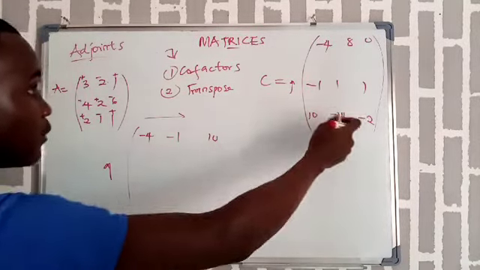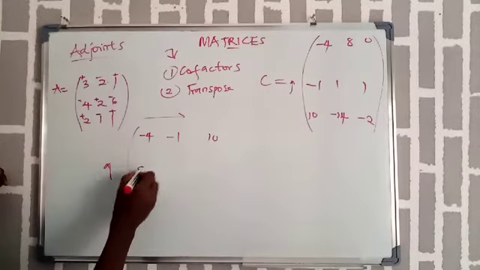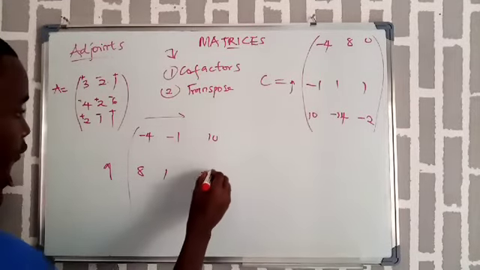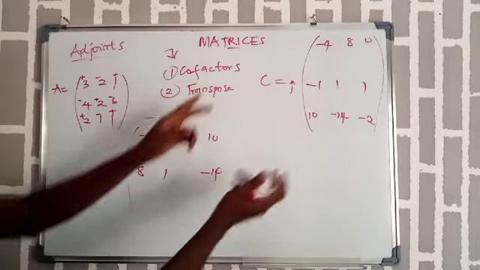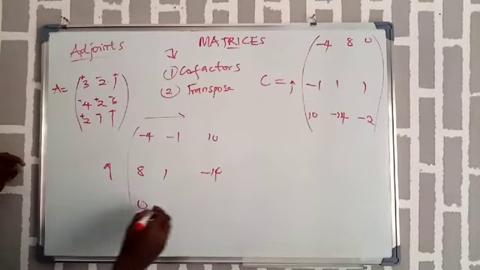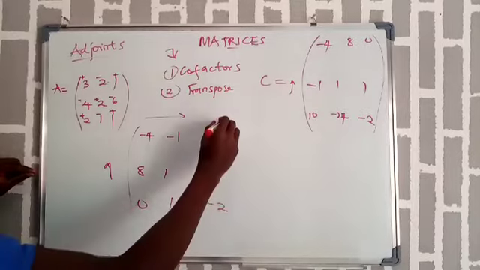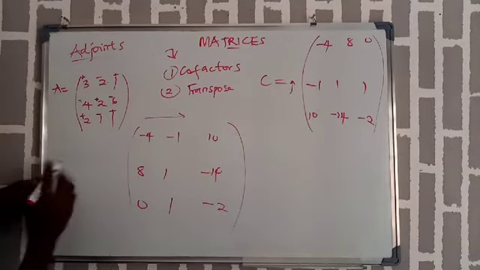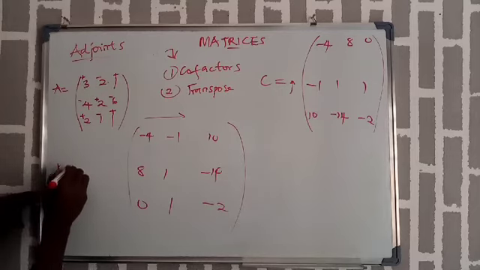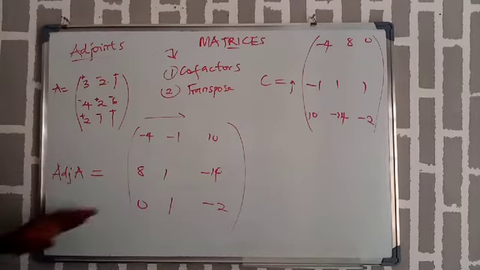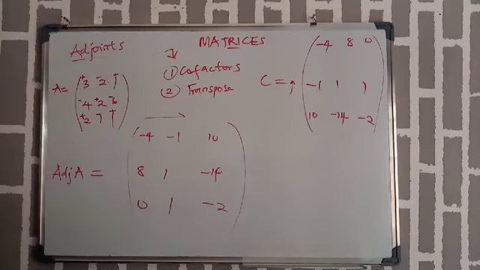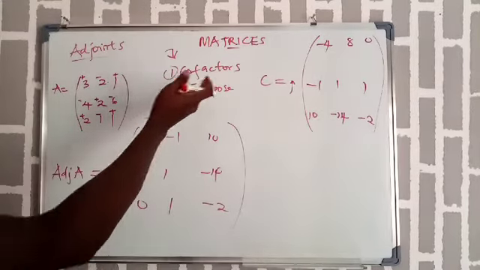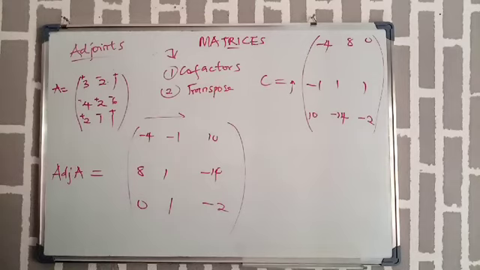Then the second row changes. So it's 8, 1, 14. The third row also changes, so 0, 1, 2. Now this is the resulting matrix. So this is the adjoint of A. Adjoint of A is this. The first thing you do is find the cofactors, then you transpose the cofactors. That's everything for adjoint. Now I'm going to get into inverse.